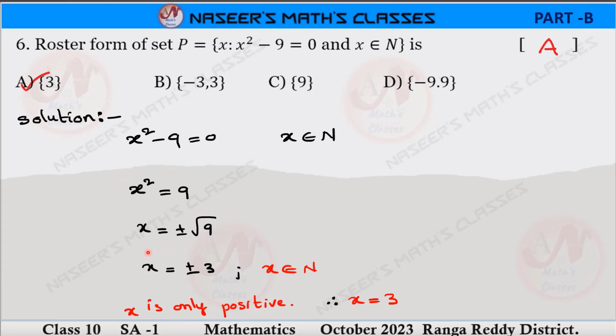Next we can write x is equal to plus or minus root 9. Root 9 is written as 3, so we get x is equal to plus or minus 3, but the condition is given that x belongs to natural number set. So only take positive numbers. So we get x is equal to 3. So option A is the correct one.